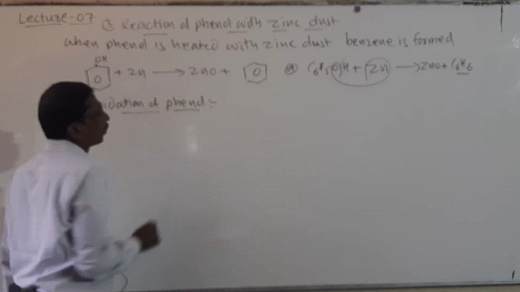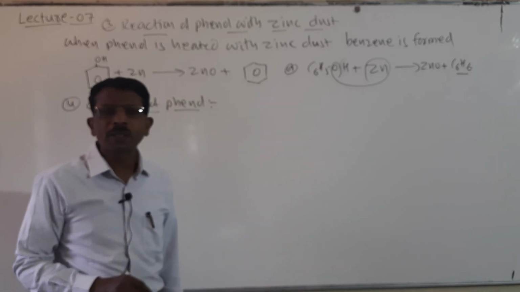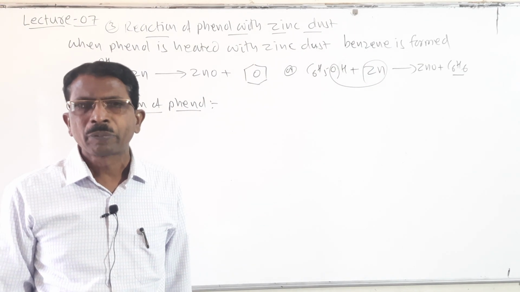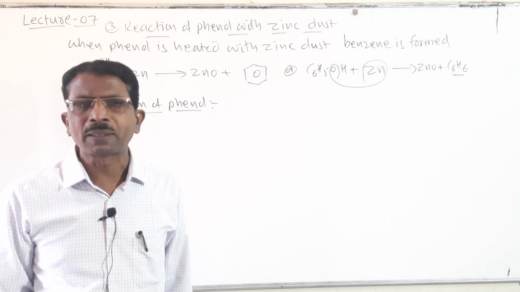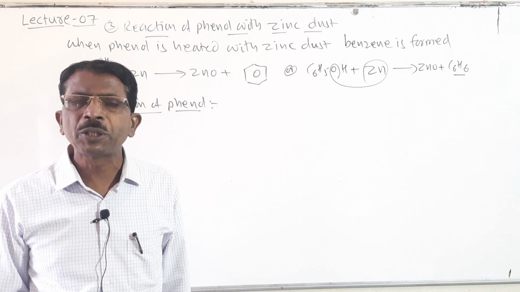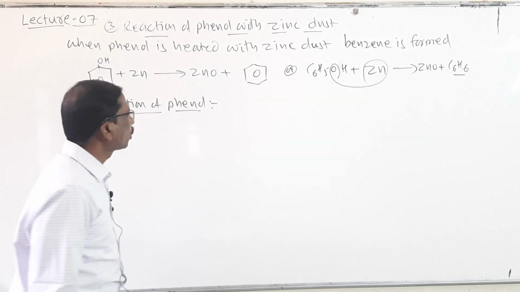Oxidation of phenol. Look here students, when phenol is treated with a mixture of potassium dichromate and sulfuric acid, it liberates chromic oxide, and then chromic oxide oxidizes phenol to benzoquinone. Phenol to benzoquinone.